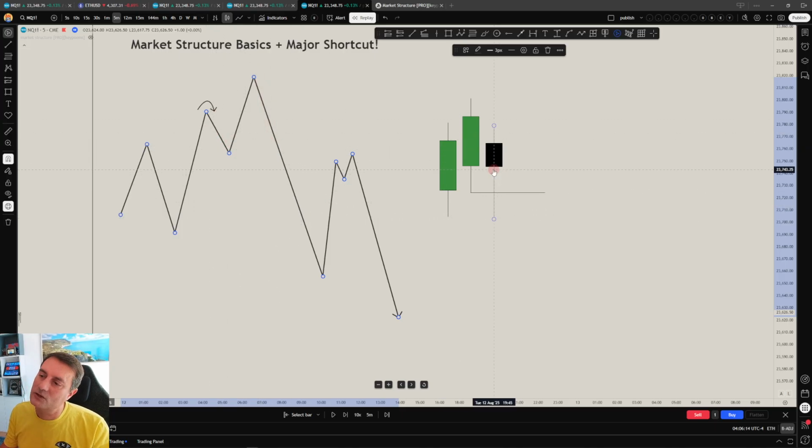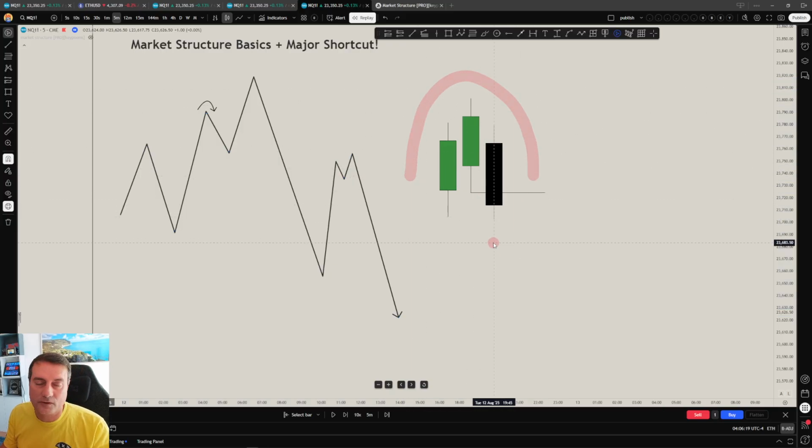So the first thing is you need to understand what a real swing point or a real pullback is. You just look at if the candle that follows closed below the low of the previous one. That creates a valid one.